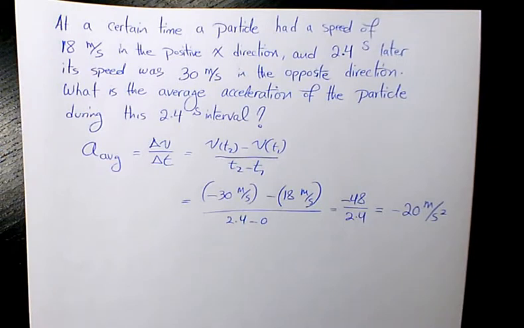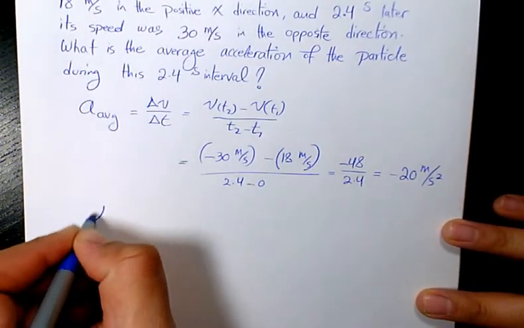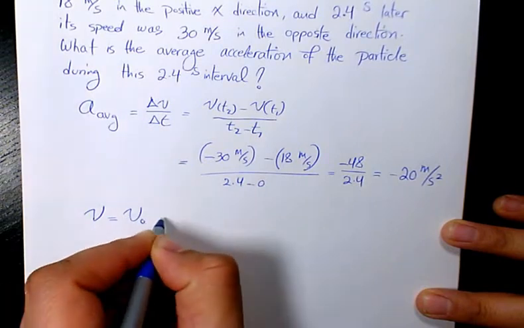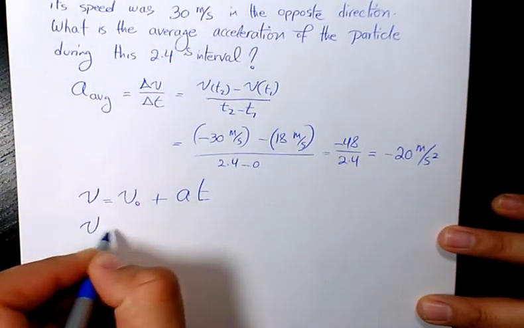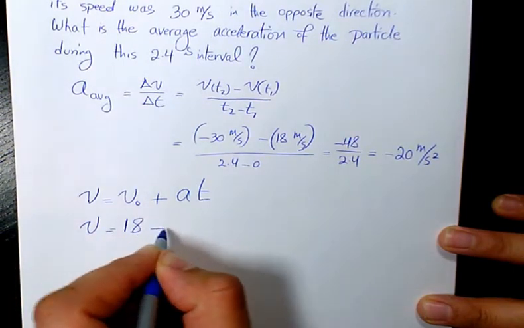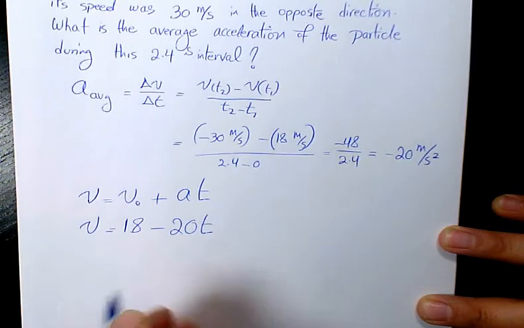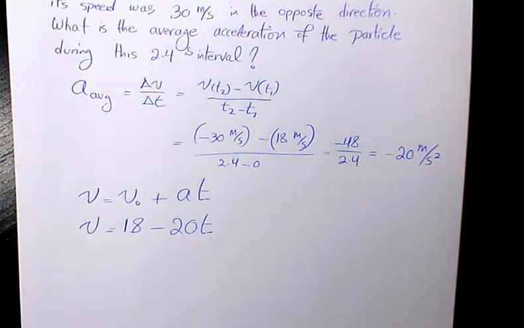It is in the opposite direction. That makes sense because the velocity of the particle is decreasing over time. So we can have a function for velocity. Velocity equals initial velocity plus acceleration times t. So we can say v equals 18 minus 20t. So we can write an expression for velocity like this formula.